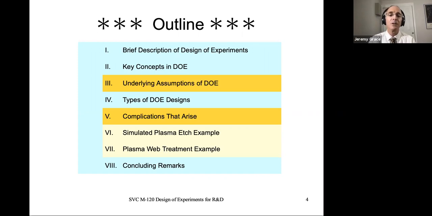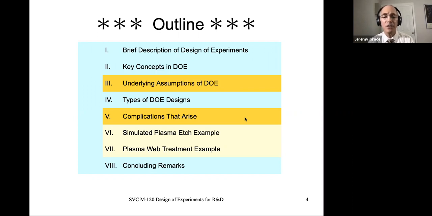I'm going to discuss some key concepts in DOE, but I'd like to focus for a few moments later on underlying assumptions. And you need to keep those in mind as you go through practicing DOE. I will briefly mention a few DOE design types, not in anywhere near as much detail as the full day course, obviously. And then I will focus on complications that arise.